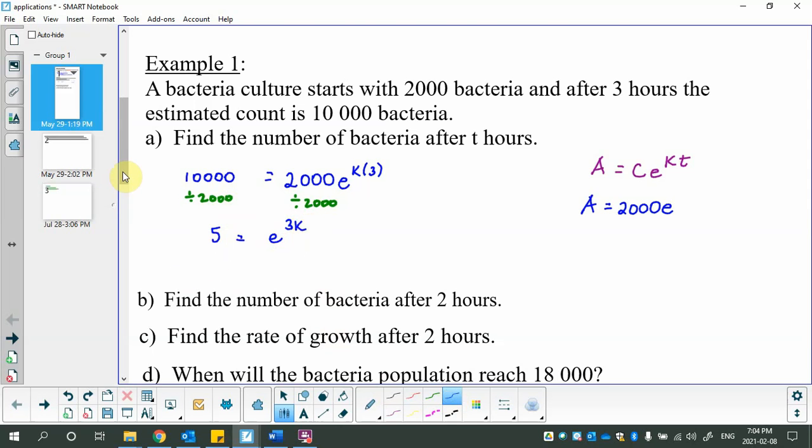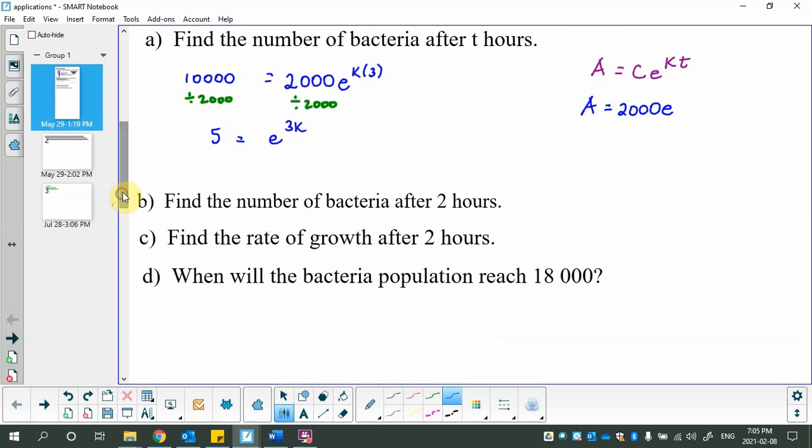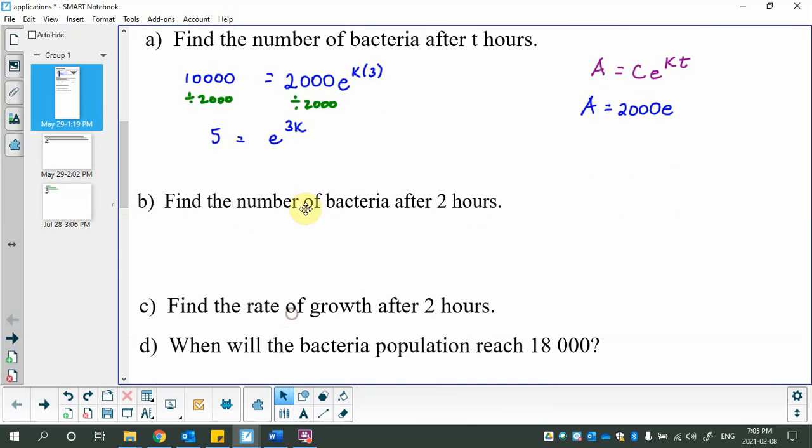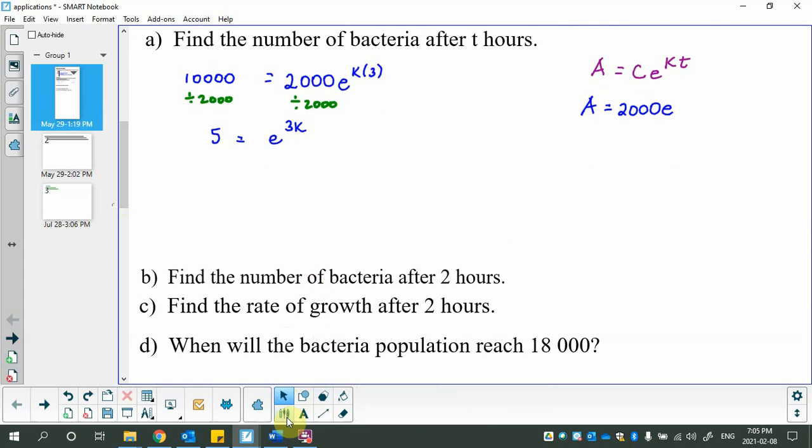So hopefully you remember how to get rid of an e. The backwards of e, the opposite operation of e, is ln. But something you are not allowed to do is this.